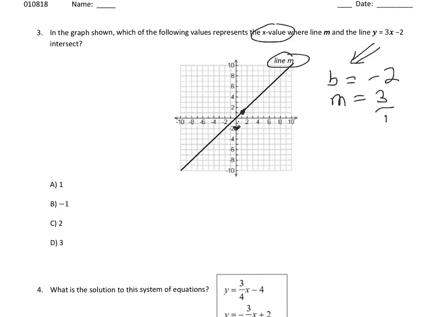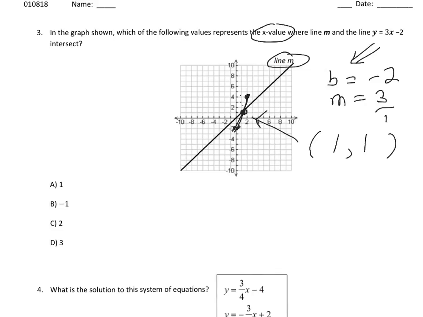Let's just keep on going. 1, 2, 3, that's another dot on the line. So if I can just connect that right now, there you go. My line is not perfect, but you get the point. This is where they intersect. And the coordinates for that is 1, 1.